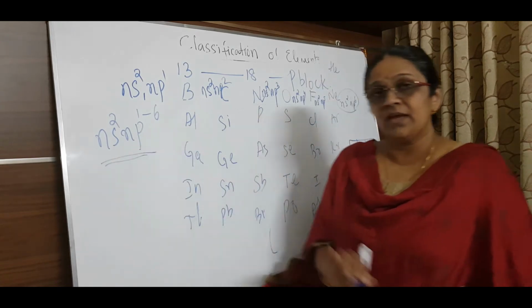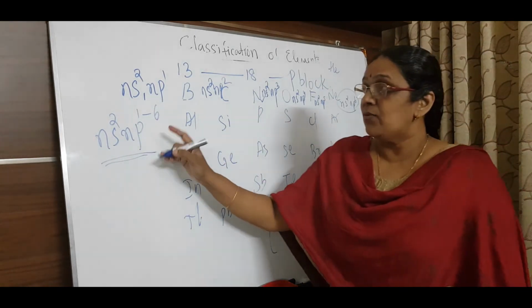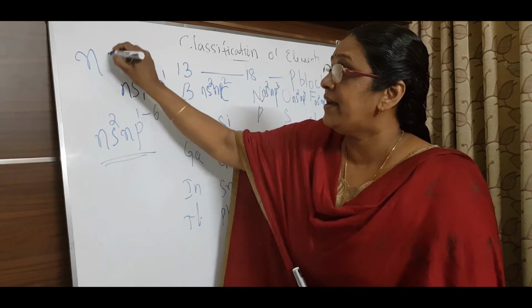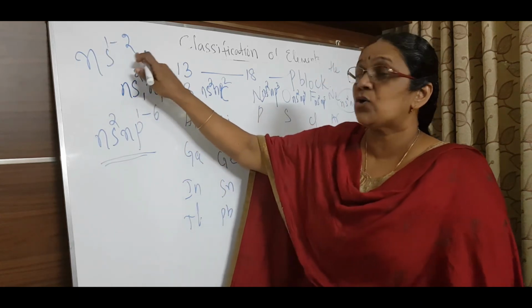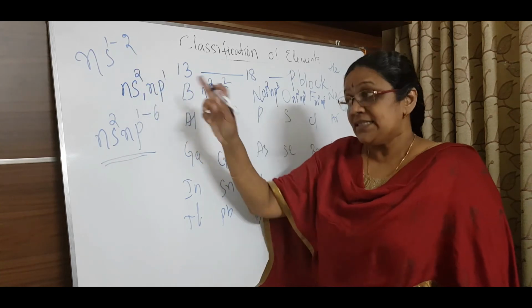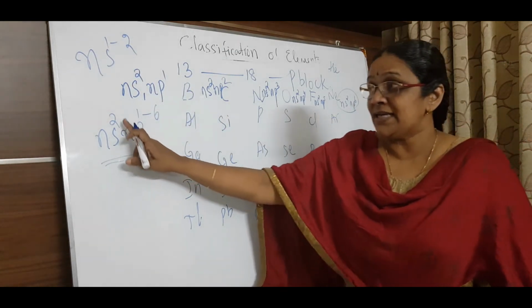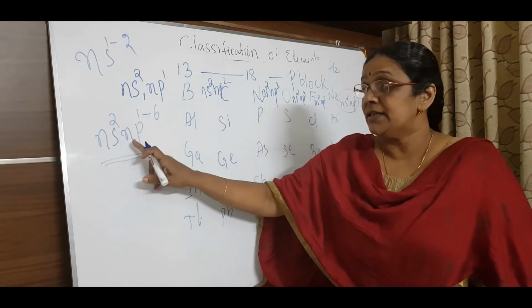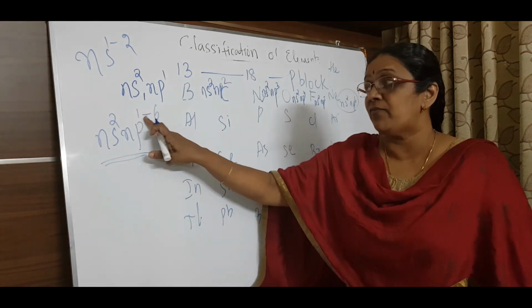That means for the S block it is NS1 to 2 because there are only 2 groups: the first is NS1, the second is NS2. In the P block, the S orbital is already filled, and then only the P orbital will fill from 1 to 6.